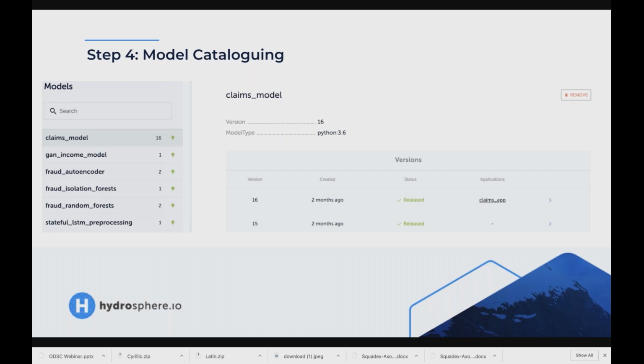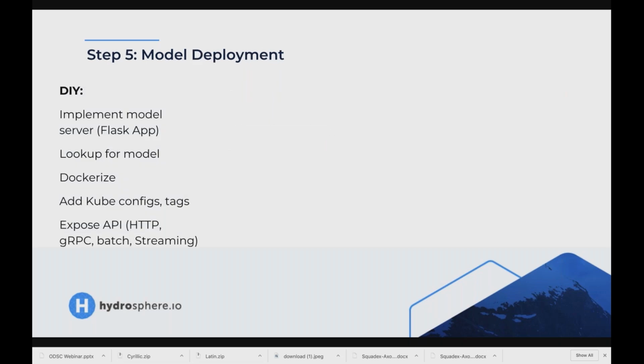The next step, model deployment. Again, do it yourself. Kubeflow doesn't enforce you to use one option versus another. Usually, you would implement a Flask server, look up the model, then Dockerize that code, provide some kubeconfig, and expose different kinds of APIs required by your clients, and it should work pretty well if you want to do it yourself.